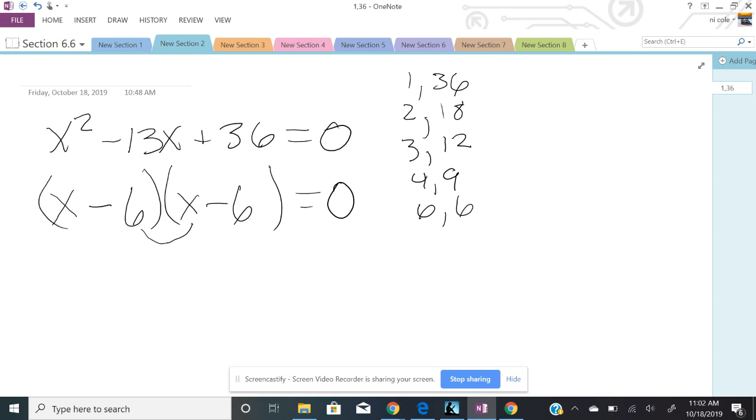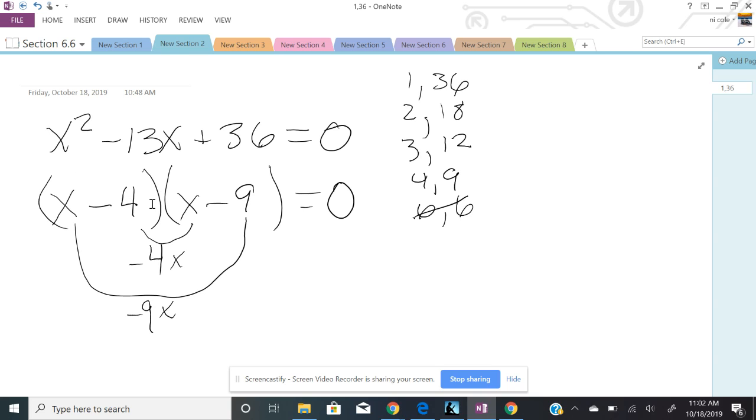Let's test the insides. That gives me negative 6x. Test my outsides. That gives me another negative 6x. Sum that up, and that gives me negative 12, so that's not right. So it's not 6 and 6. Let's try 4 and 9. That would give me negative 4x, and this would give me negative 9x. Sum those up, that does give me negative 13. So this is my equation.